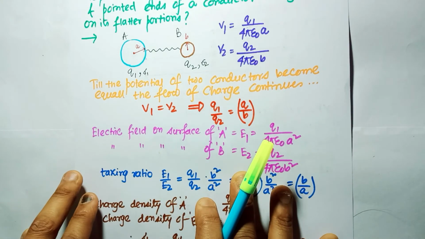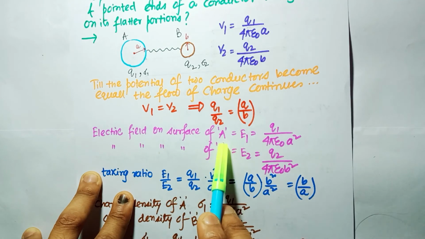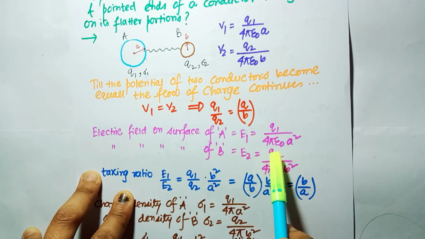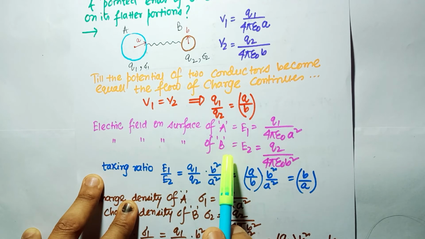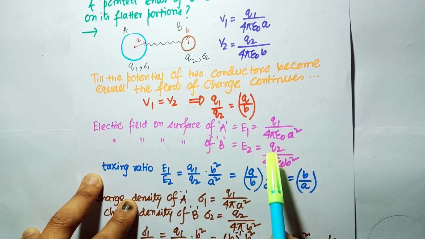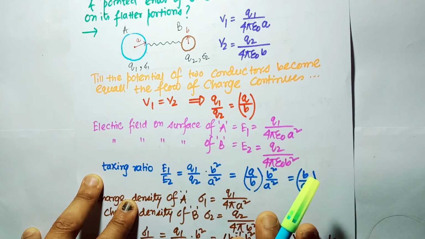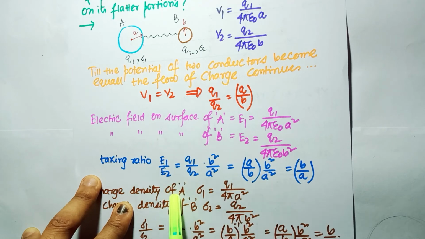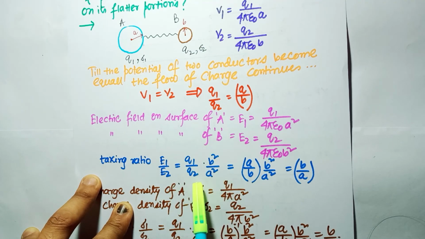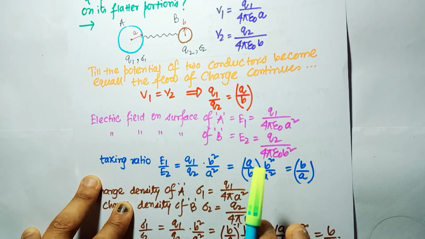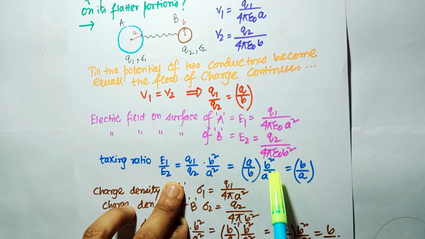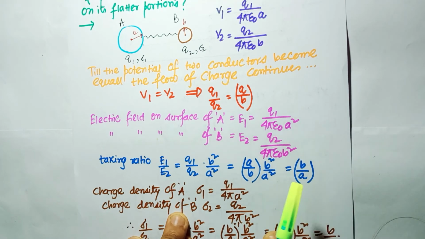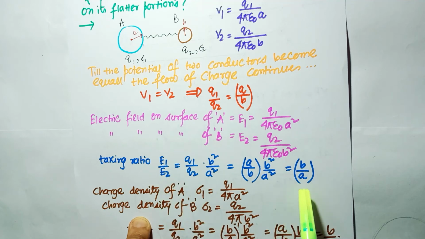Again, the electric field on the surface of sphere A is E1 equal to Q1 divided by 4 pi epsilon naught A square. And the electric field on the surface of sphere B is E2 equal to Q2 divided by 4 pi epsilon naught B square. I need to find the ratio E1 by E2. It comes out to be Q1 by Q2 times B square by A square. I put the value of Q1 by Q2 as A by B here. So A by B times B square by A square is equal to B by A. So the ratio of the electric fields is inversely proportional to the radii of the spheres.